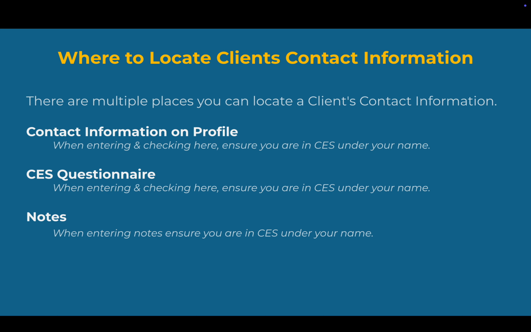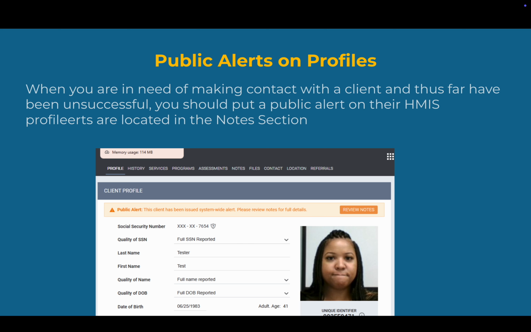There are multiple places you can locate a client's contact information. You can find it on the profile page, in the CES questionnaire, and in the notes portion. When you are in need of making contact with a client and have not been successful, you can put a public alert on their HMIS profile. This will alert anyone who pulls their profile up with this orange bar. To do this, go into Notes, and at the bottom it will say Public Alerts.